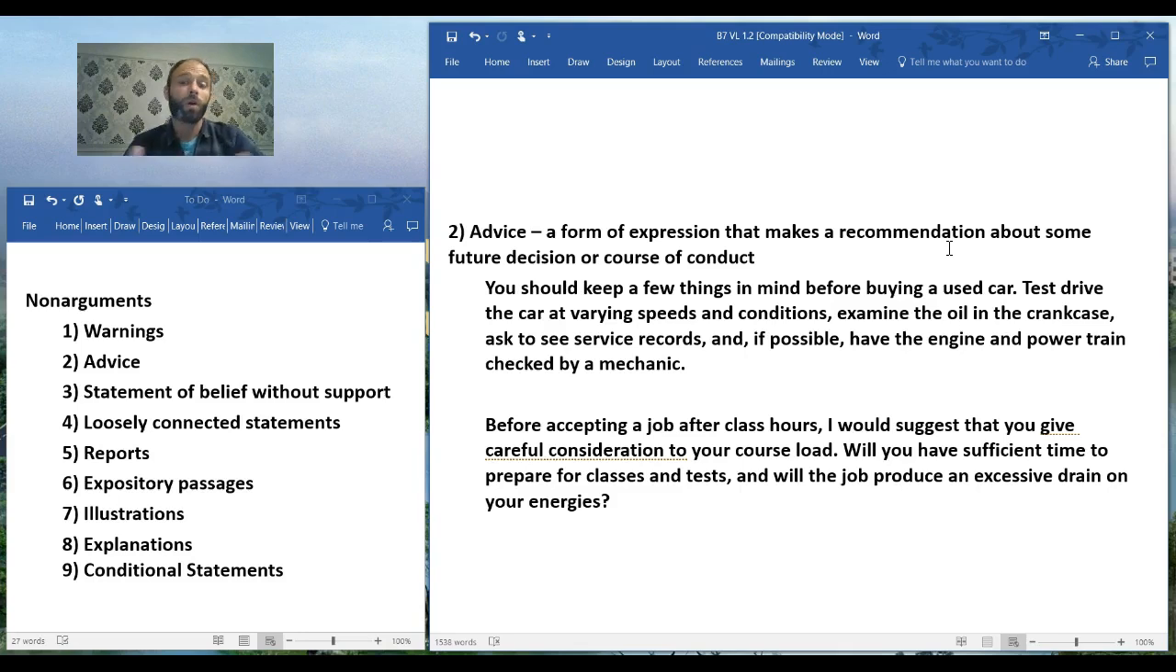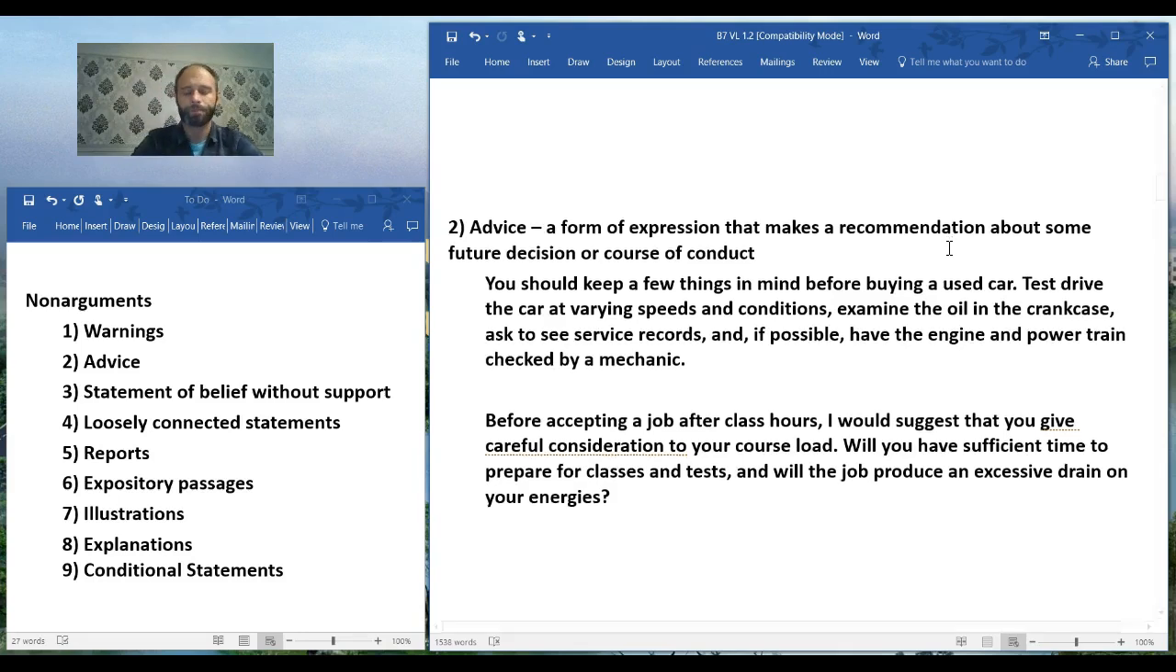If we were going to provide an argument for the statement, you should give careful consideration to your course load before accepting a job after class hours, we might say something like, people who don't do this tend to struggle with their classes. You don't want to struggle with your classes, so therefore you should carefully consider your course load. But that's not what this passage says. It just continues to give more advice, right?